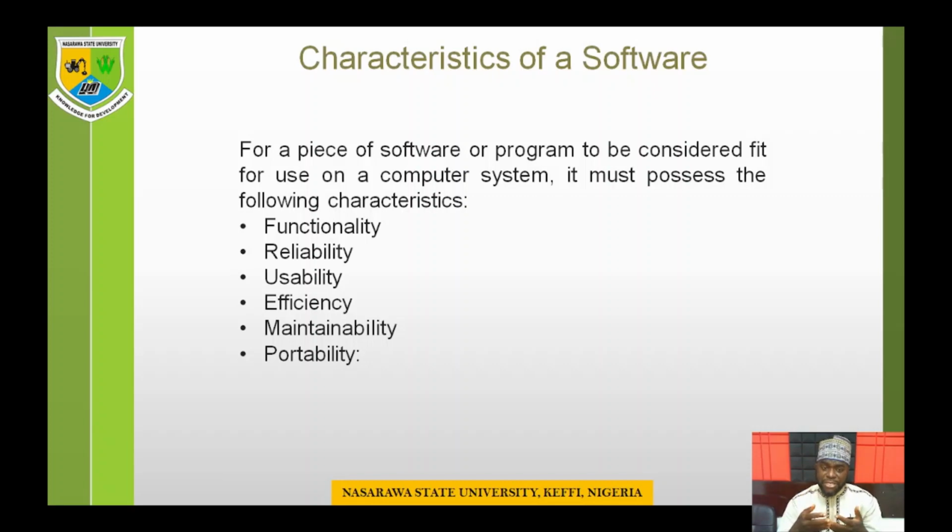Now, next is reliability. A software must be reliable. Reliability in terms of giving the right answer, giving the right output as it has been designed. Reliability in terms of its robustness to failure. Reliability in terms of recovery from failure when it eventually fails. Scientifically, it is believed that no system is immune to failure, but when it fails, the recovery time should be minimal. So the recovery procedures and processes must be put into consideration when designing your computer software.